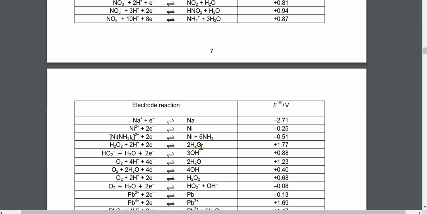And the other one is right above that. So it's again two water molecules that lose electrons to form H2O2 plus 2H⁺ plus 2 electrons. And this value is 1.77 volts.